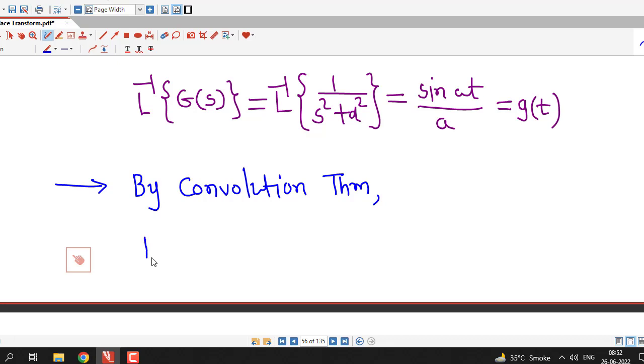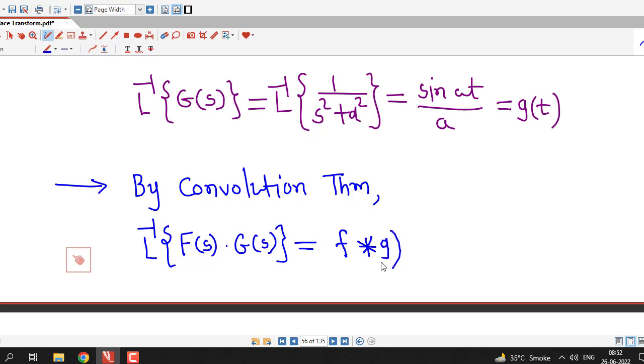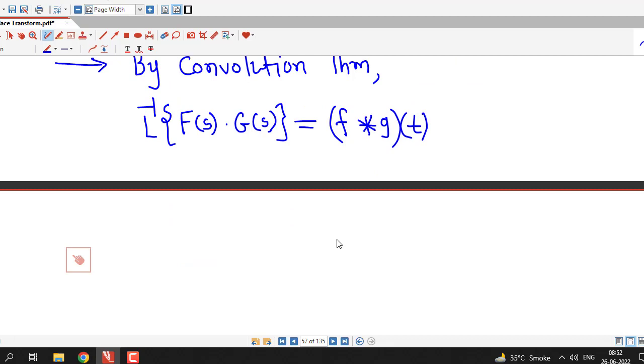By convolution theorem, inverse Laplace transform of product of F and G, that is inverse Laplace transform of capital F into capital G, is equal to convolution of small f and small g. And by the definition of convolution, this is equal to integral from 0 to t f of u g of t minus u, integral is with respect to u.